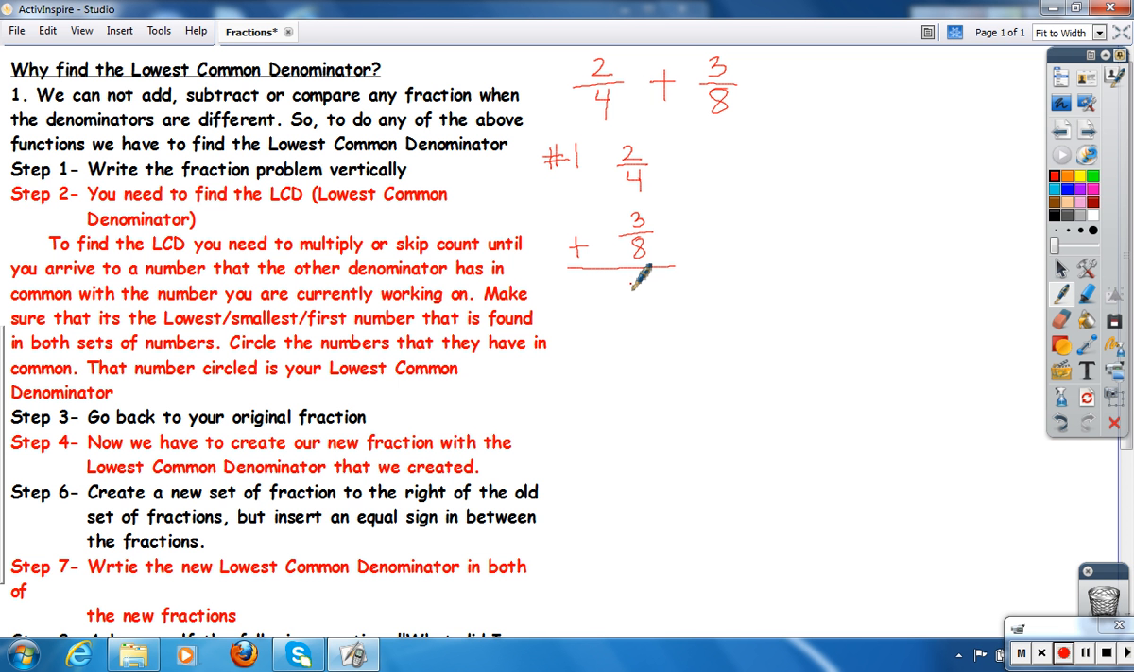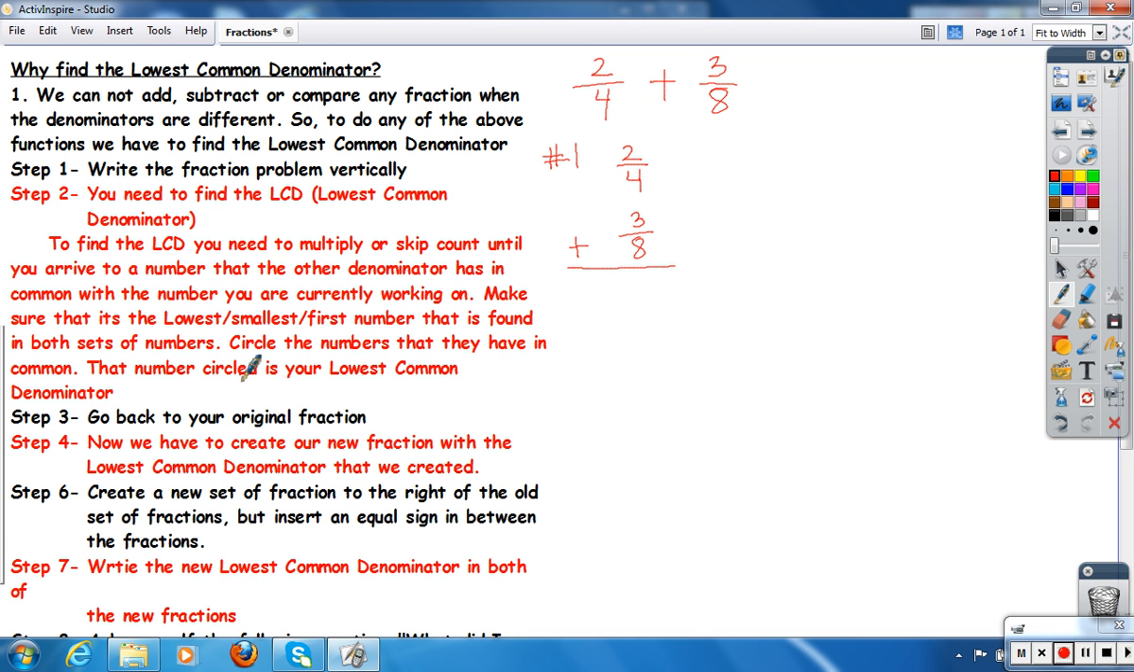Step 2. You need to find the lowest common denominator. To find the lowest common denominator, you need to multiply or skip count until you arrive to a number that the other denominator has in common with the number you are currently working on. Make sure that it is the lowest or smallest or first number that is found in both sets of numbers. Circle the numbers that they have in common. That number circled is your lowest common denominator. So I will give you an example.